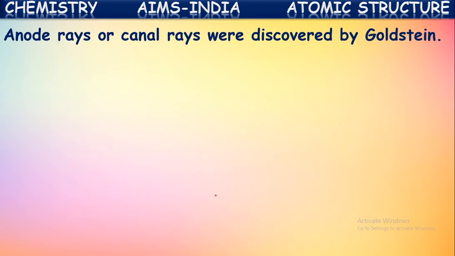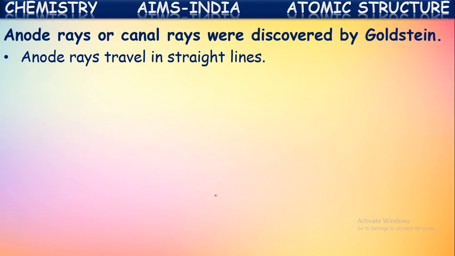Next, about protons or anode rays. After the discovery of electrons, anode rays or canal rays were discovered. These are nothing but positive rays. From the same discharge tube experiment, another scientist, Goldstein, discovered these anode rays or canal rays. Just like cathode rays, they travel in straight lines, and almost all properties are similar. But anode rays consist of positively charged particles, whereas cathode rays consist of negatively charged particles.